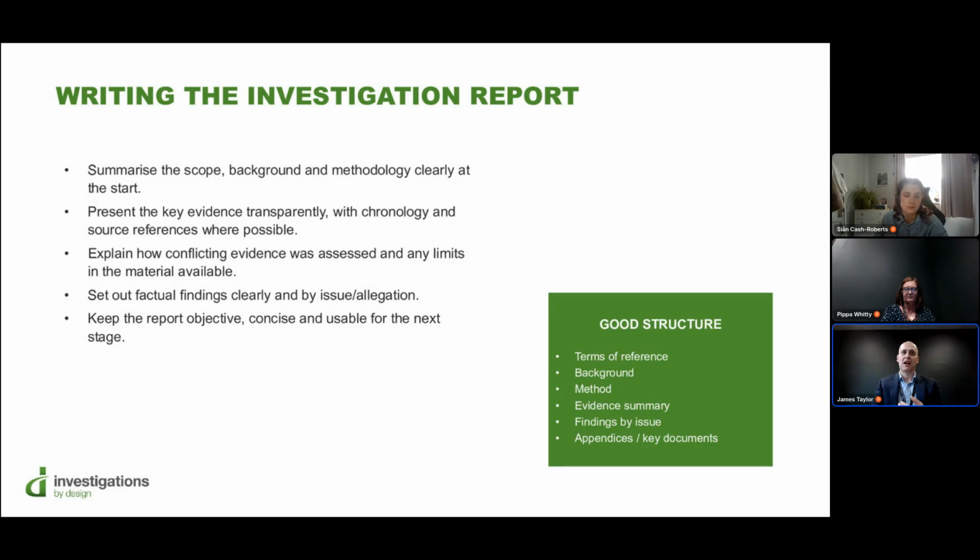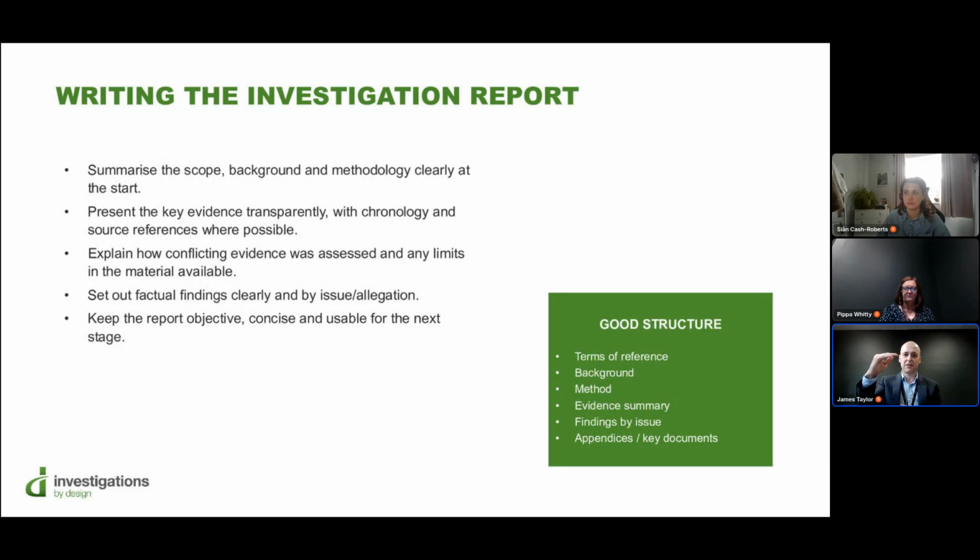So I think a chronology is a really good place to start in a report, as the reader, who won't have lived with it for 1, 2, 3, or 6 months as you, the investigator, would have, will be picking this up.